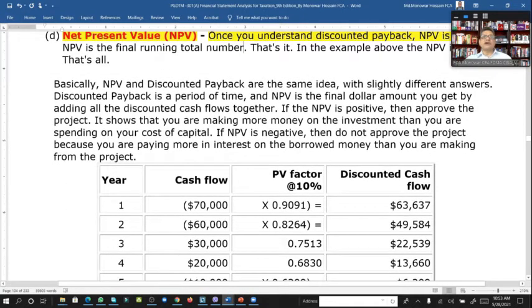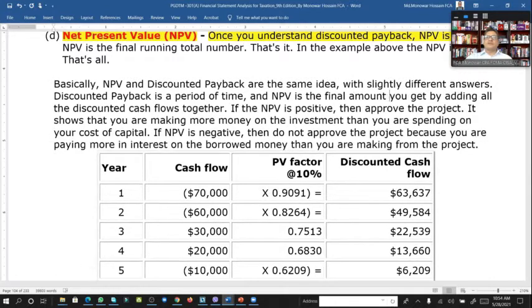Basically, NPV and discounted payback are the same idea, but NPV takes all the cash flows. Payback period does not take all the cash flows because it closes at the break-even point. So discounted payback is a period of time, and NPV is the final amount, from adding all the discounted cash flows together. If the NPV is positive, we will approve the project.